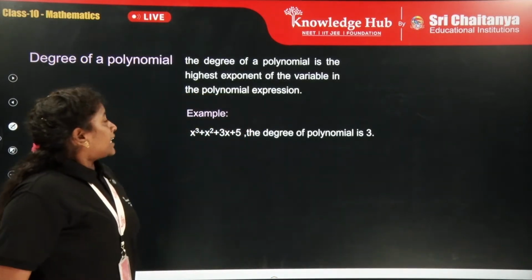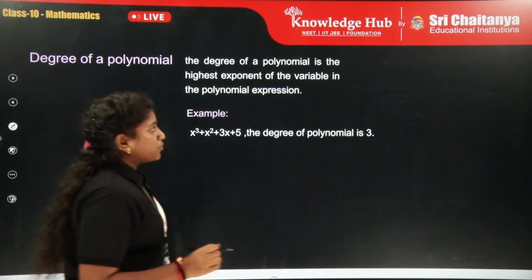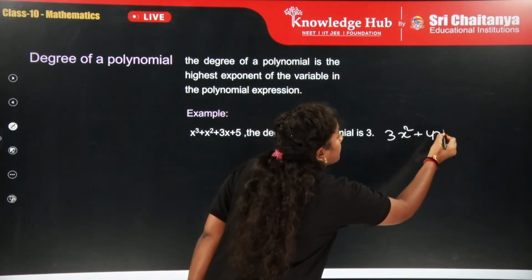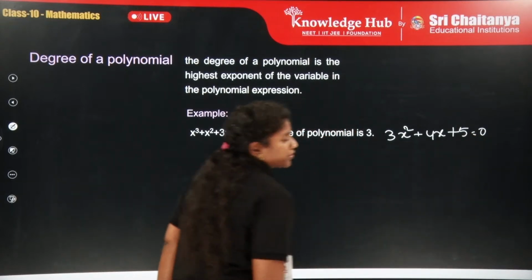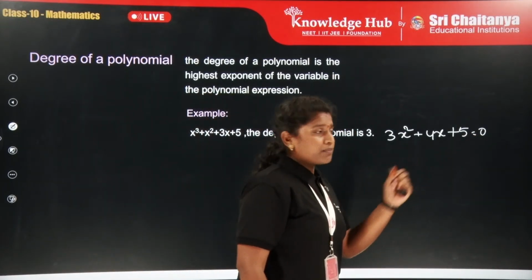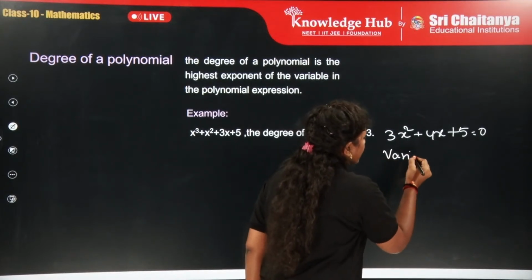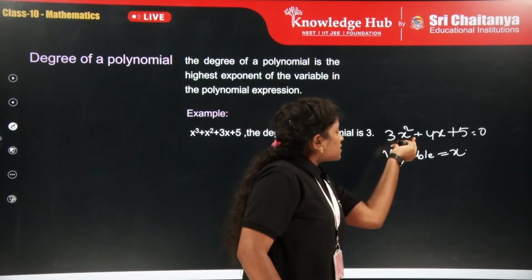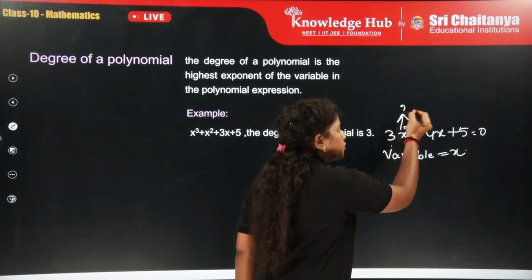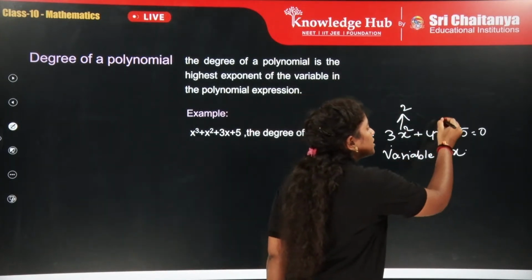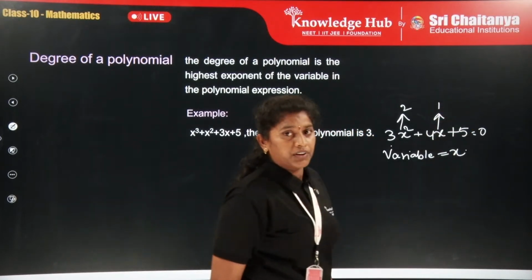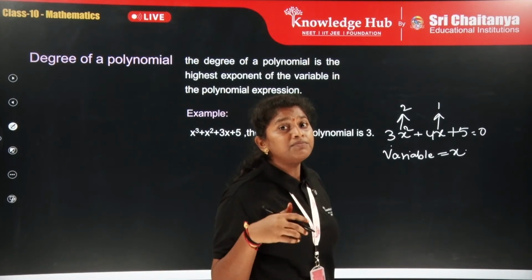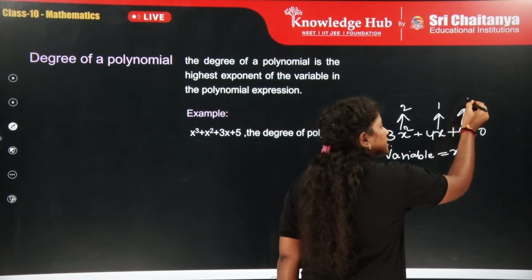Now moving to the next, that is nothing but the degree of a polynomial. Let's consider an example: 3x square plus 4x plus 5 equals to 0. In this example, the variable is x. Coming to the first term, we are having the power of the variable as 2. Coming to the second term, the power of the variable x is 1. And coming to the third term, you are having a constant. Constant means the power of the variable will become 0.